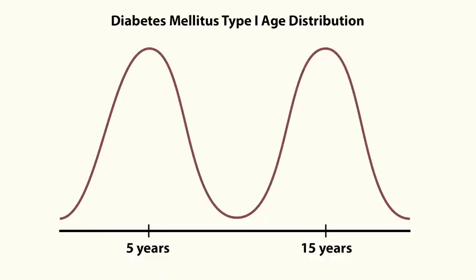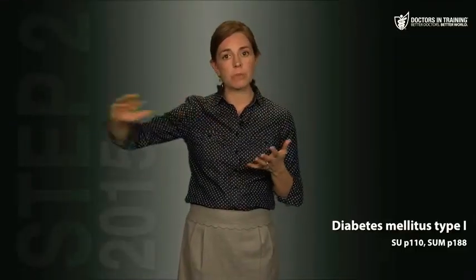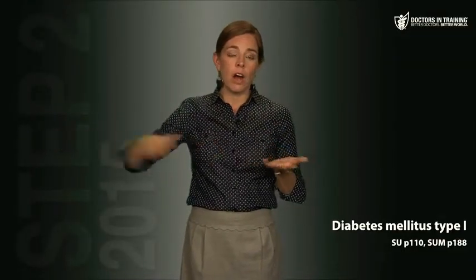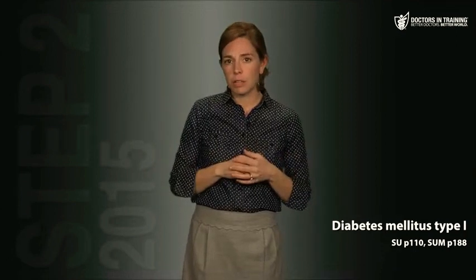There's a bimodal age distribution for the age of diagnosis, with one peak at 4 to 6 years of age, and then a second peak around 10 to 14 years with puberty. Then the distribution tails off and people can get it later in life as well. Although in your exam, you're most likely to see the younger patients.